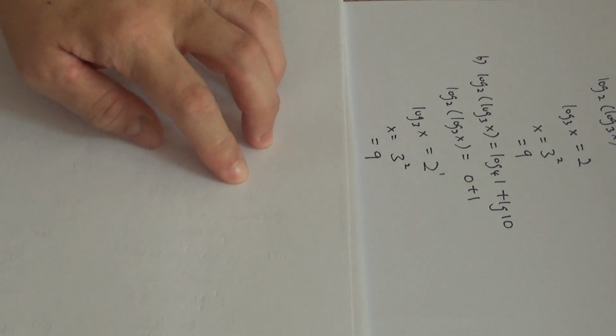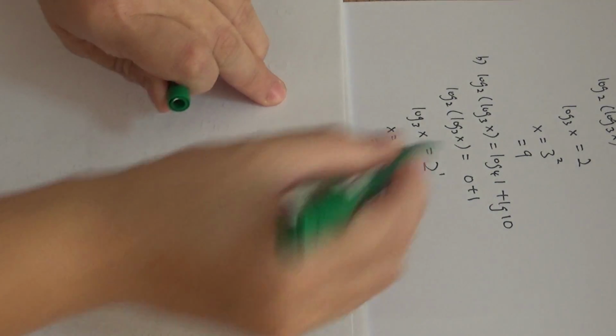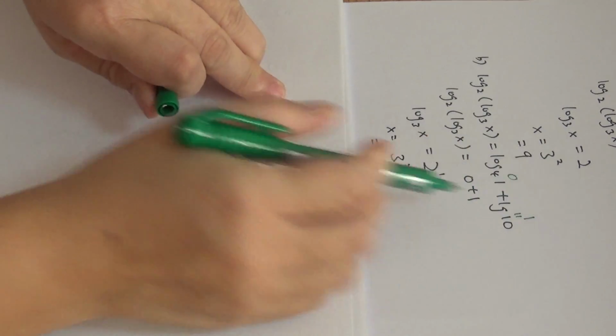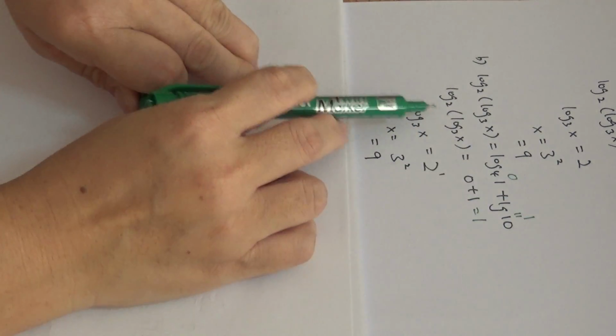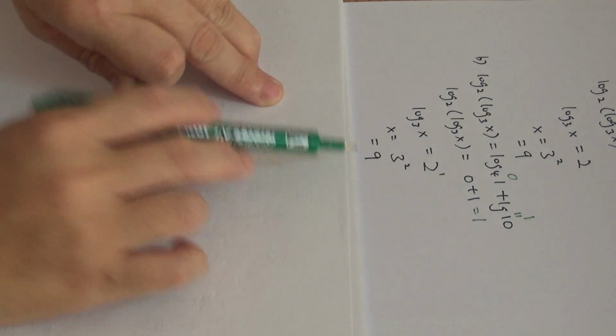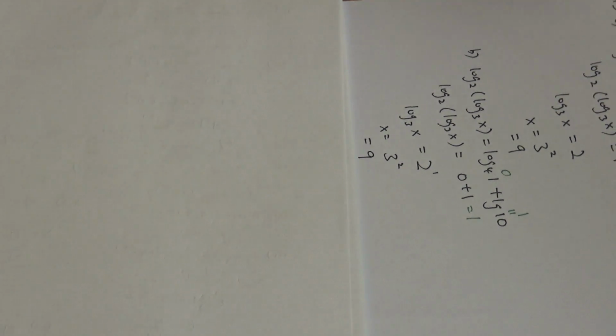13b. I have this whole thing. Now mind you, log 1 is 0 and this is 1, therefore I get 0 plus 1, which is 1. So 2 to the power of 1 is this. So x is 3 squared, I'll get 9. So the answer is 9 for 13b.